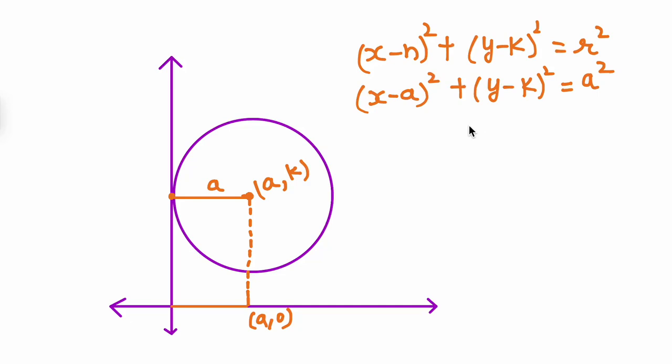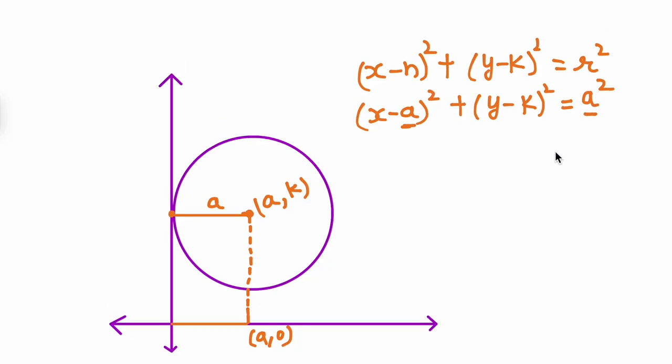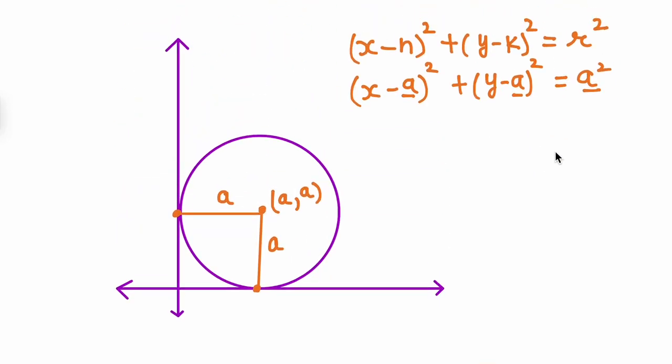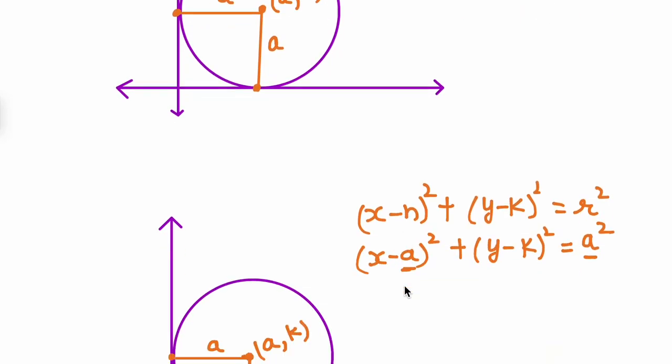So here we can make some key points. If this number and this a are the same, that means it is touching the y-axis, right? So we can take this as a key point. And if all of these are the same, that means it is touching both axes.